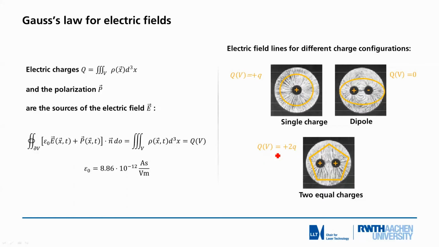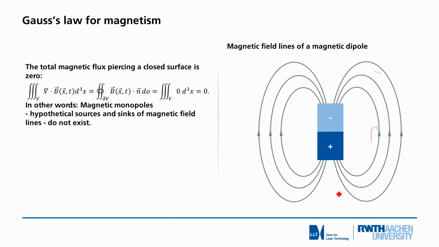Now, needless to say, the integral is independent of where and which path you choose. You just have to make sure you enclose the charges and that the integral is closed, that you really close the volume over which you integrate. The second equation is Gauss' law for magnetism.